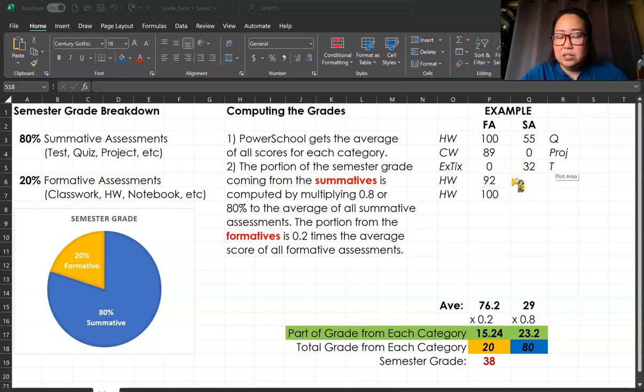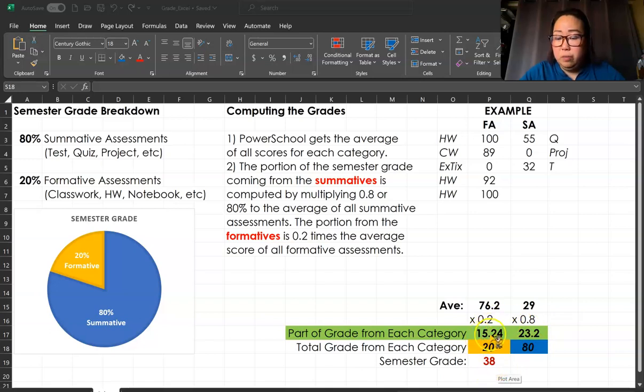Now, what does PowerSchool do in the background? Here at the bottom, you will see those important numbers. As we have mentioned earlier, 20% comes from formative and 80% is coming from the summative. These grades here, the 15.24 and the 23.2, those two numbers are the split of this semester grade of 38. So where did the 38 come from?